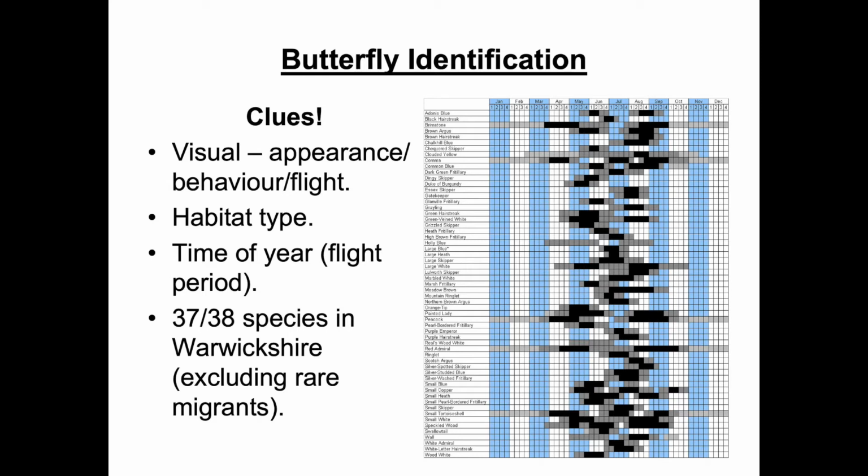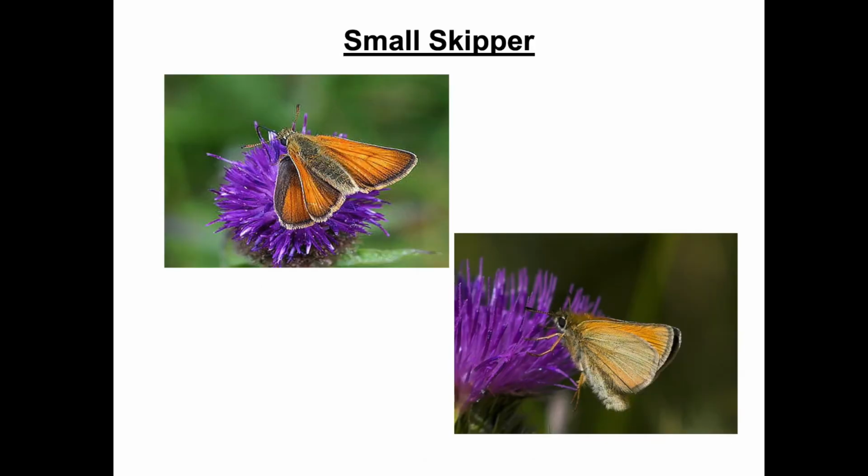I didn't get a chance to update this, but there's 38 species of butterfly now in Warwickshire, excluding very rare migrants. So again, you haven't got to learn that many. So let's go through them and give you a few clues. The first three I'm going to talk about are what we call the three golden skippers.